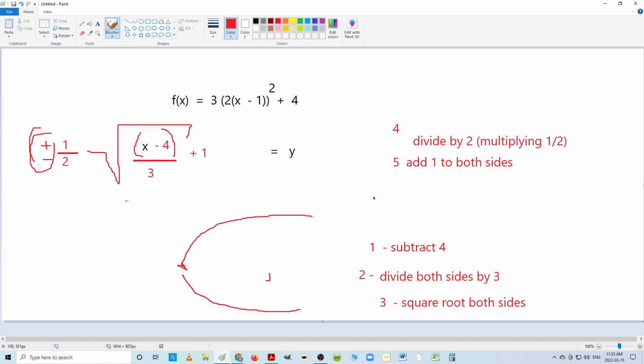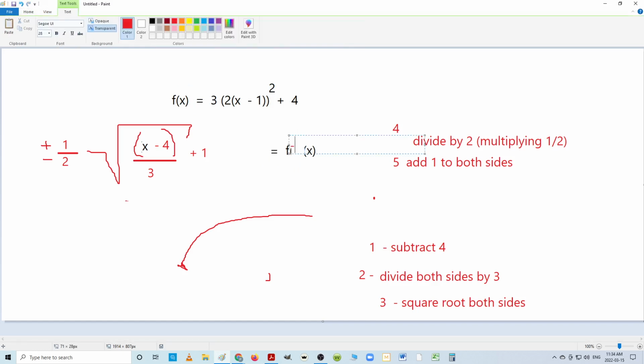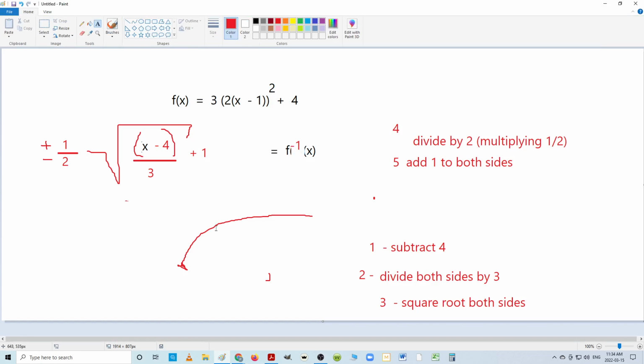So keep that in mind. That plus minus keeps both halves, and a square root function is only half. So now when I'm done with the y, I replace it with this. And to show that it's an inverse, we use this little symbol here. We put above the f, f^-1. And that shows that this is the inverse equation of the f of x equation there.